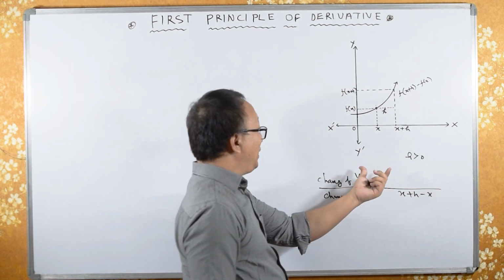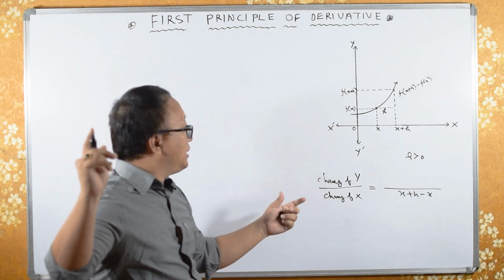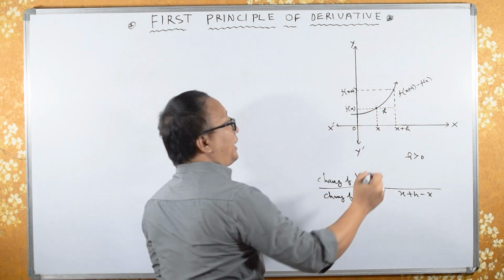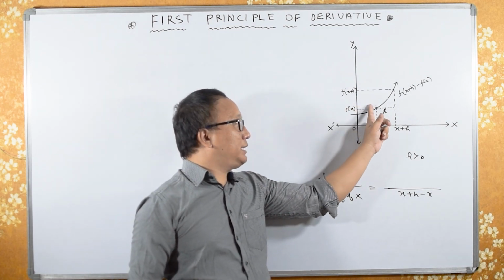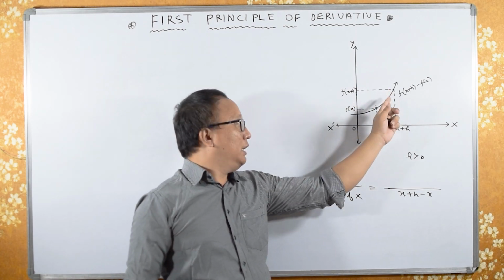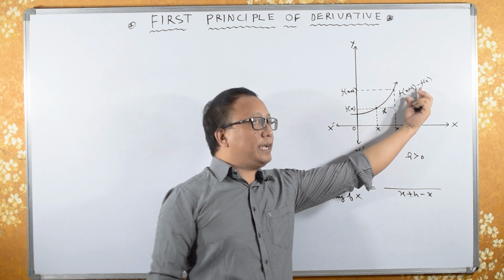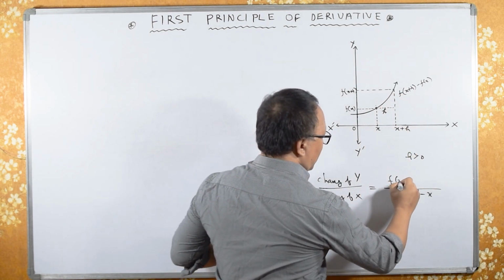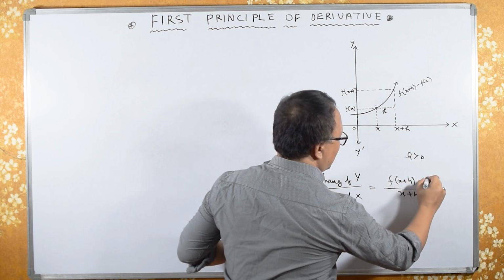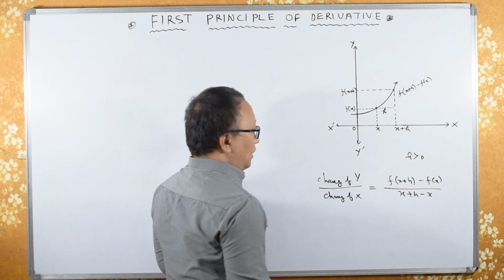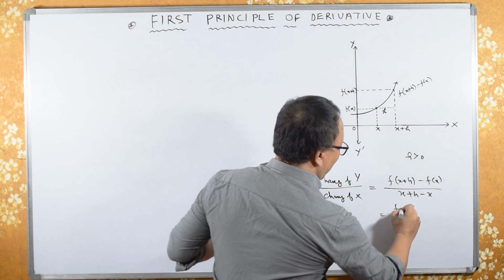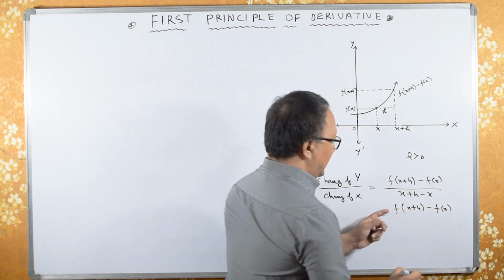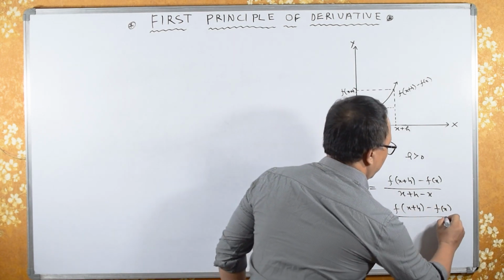But over here, what is change of y? Here we have f(x), here we have f(x plus h). So we will get f(x plus h) minus f(x) as change of y. Now this is the same as f(x plus h) minus f(x), over x plus h minus x. The x gets cancelled, and I am having here h.